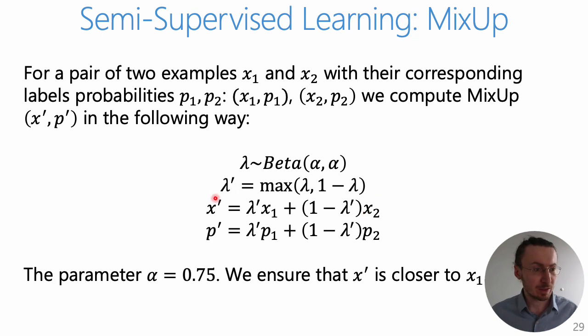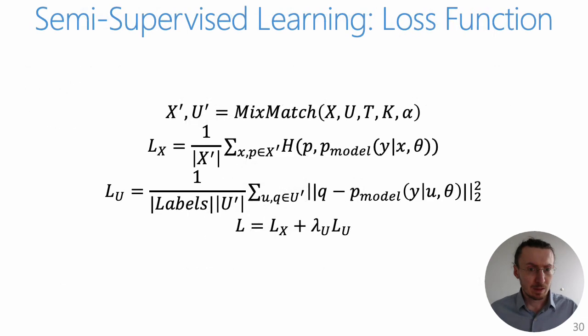So in this equation we interpolate between examples x sub 1 and x sub 2, and in the next final line we interpolate between the probability distributions, so let's say softmax outputs for example 1 and example 2. Okay, so with that we have the final part of the MixMatch semi-supervised learning algorithm.